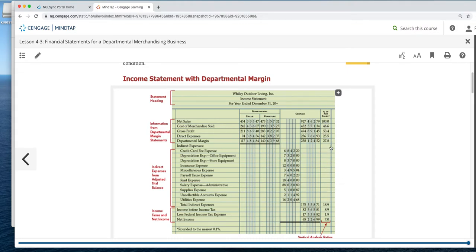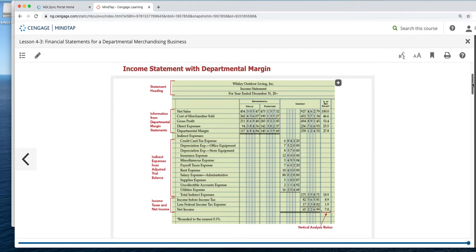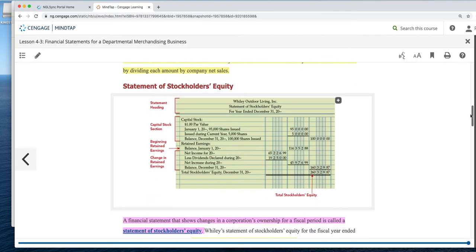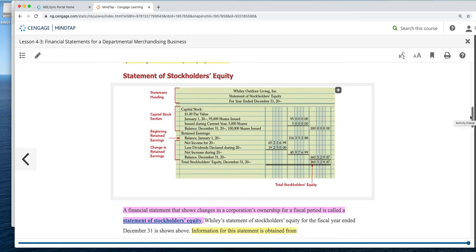These vertical analysis ratios, the component percentages, are all just divided by sales. So you divide that by sales, get a number, divide by sales, get a number. And these numbers are used by departments for seeing if they're acceptable or if they need to address something somewhere along the lines. But that is the income statement. That's the first one. The second one is the statement of stockholders' equity.